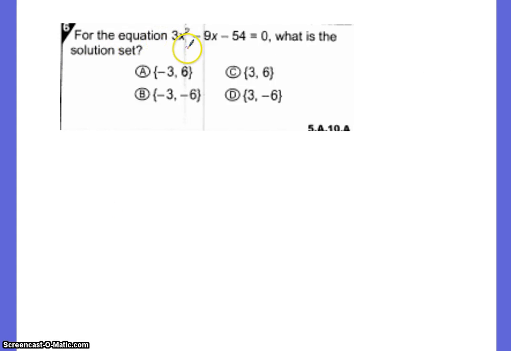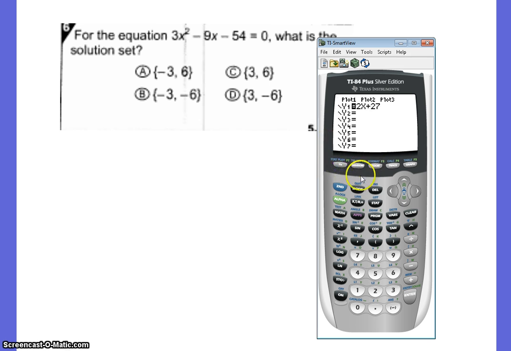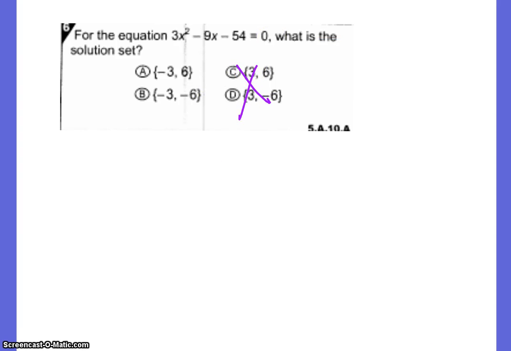Number 6, for the equation 3x squared minus 9x minus 54 equals 0, what is the solution set? Couple of things you could do. If you want to use y equal, you would say 3x squared minus 9x minus 54, and then at y2 you would put 0. Second, calc 5 for intersect. Let it draw. Enter, enter, enter. And negative 3 is an answer. So that gets rid of C and D because they were both positive 3.